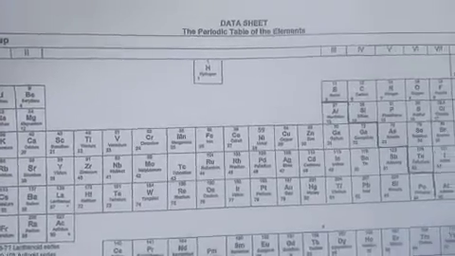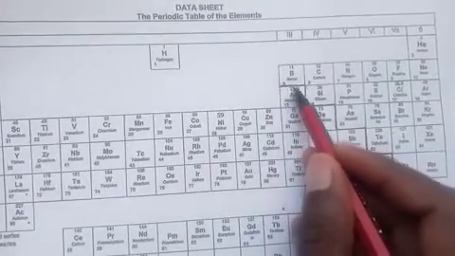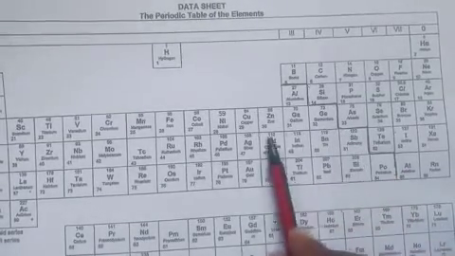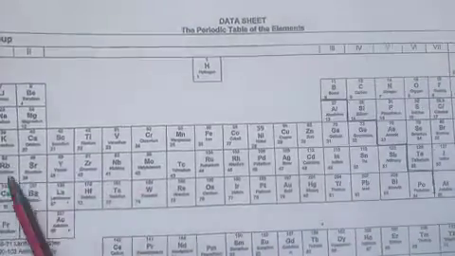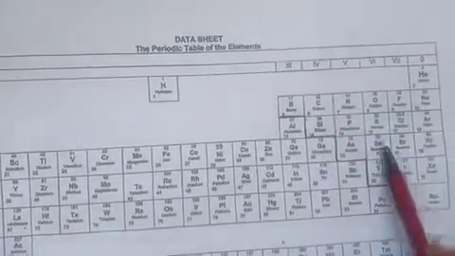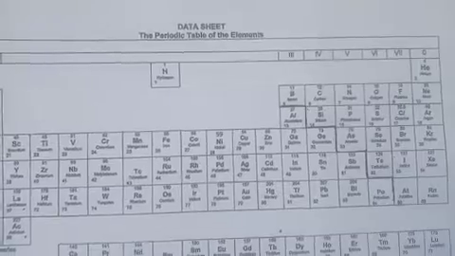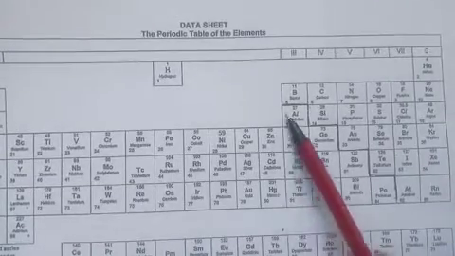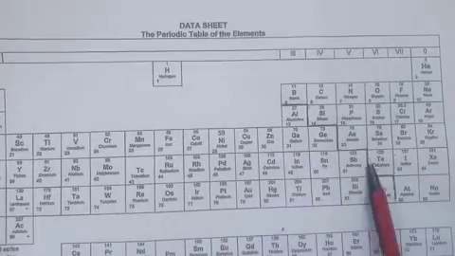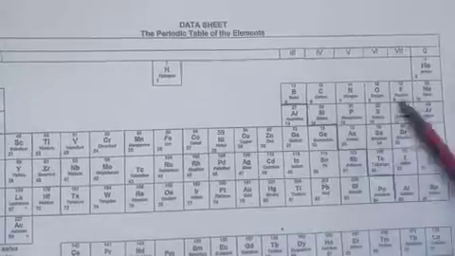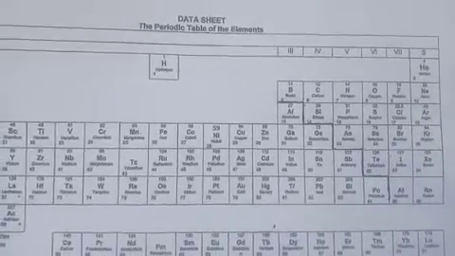So this is the demarcation between metals and non-metals, meaning that on this side, these ones are metals, and on this side, these ones are non-metals. Simple as that. You should know starting from today that this is the demarcation of metals and non-metals.